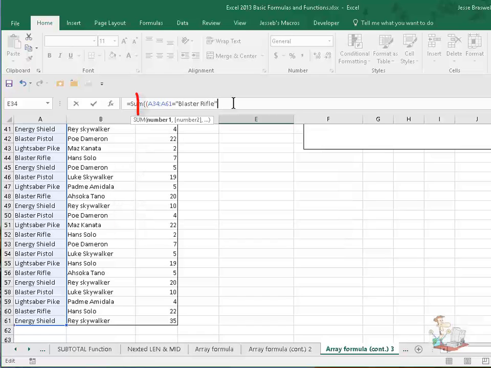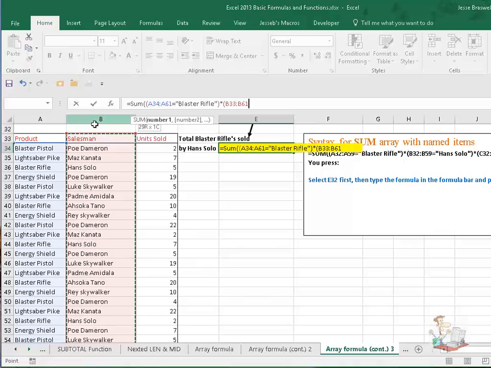in this column, then close parentheses, an asterisk, and then the next piece is going to be an open parentheses, and then we're looking to see who sold this particular item, but the person who sold it, we want to find Han Solo. Only where Han Solo sold, and we close parentheses because that's the end of the second part of our sum, and then another asterisk, open parentheses, and we look for the numbers.